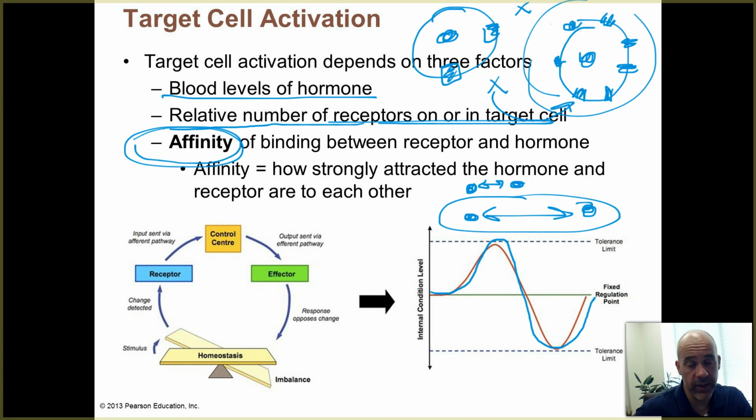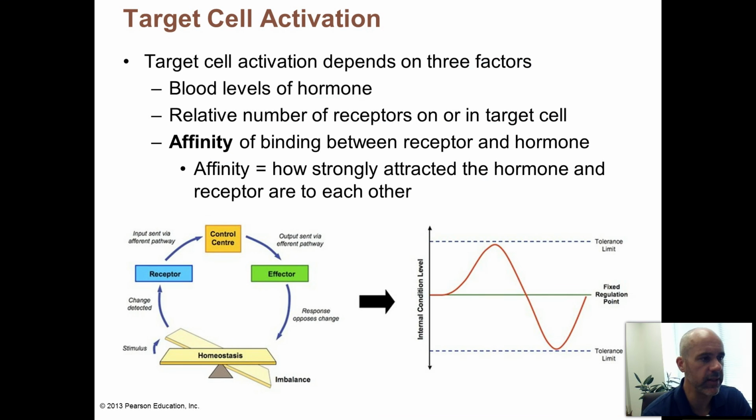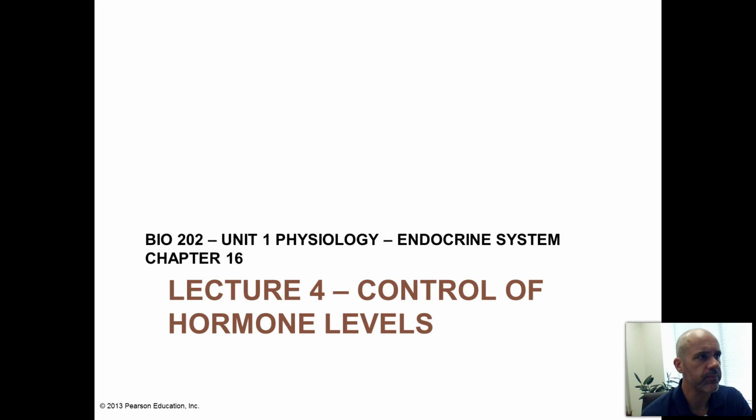So it makes sense: if a hormone and a receptor have a stronger affinity, then it's more likely they're going to come together, and therefore it's more likely that the target cells are going to respond to that hormone. So that's another thing that can determine how easy it is for a target cell to become activated or respond to a particular hormone.